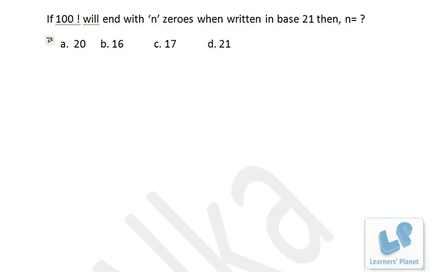Now it's a pretty simple question, just a bit twisted from the normal ones. See what is happening. If you have to find out how many zeros will be there at the end of 100 factorial, if it is completely expanded in the decimal number system, what we do is see the number of 5 and 2 combinations. How many combinations of 5 and 2 are there? These combinations will provide us the total number of zeros at the end of the expansion, right?